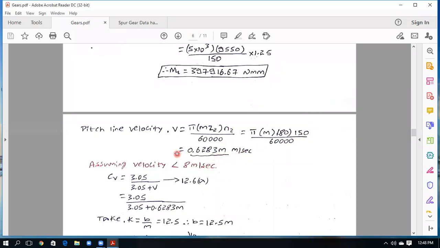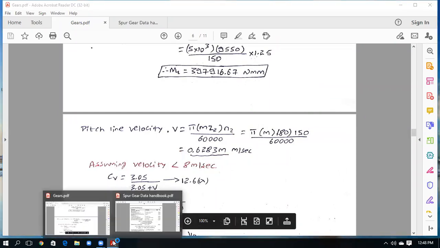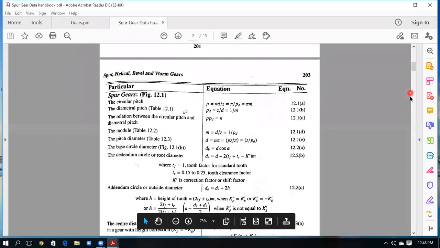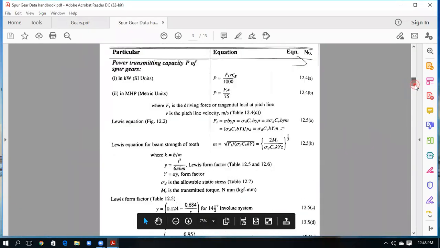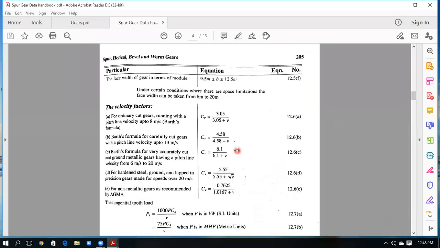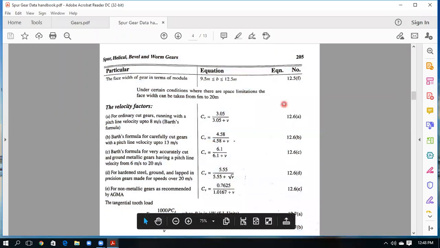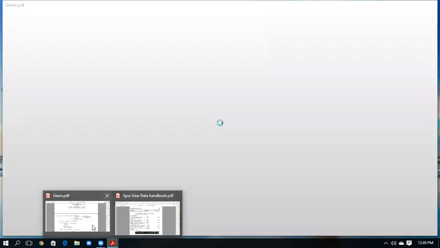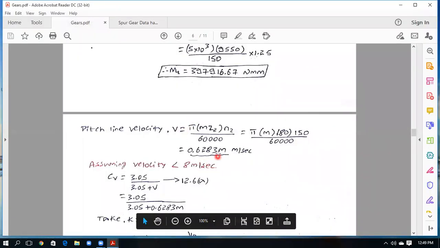And next, whatever the velocity is, in this we need to take down the velocity factors. Here, from 12.6a to 12.6e, a total of 5 equations are there. In this, which one to select? It depends upon the velocity, how much you are getting. In this case, the pitch line velocity we are not getting, because m is unknown.